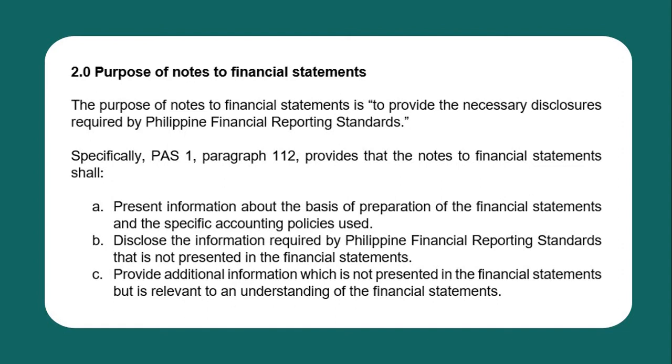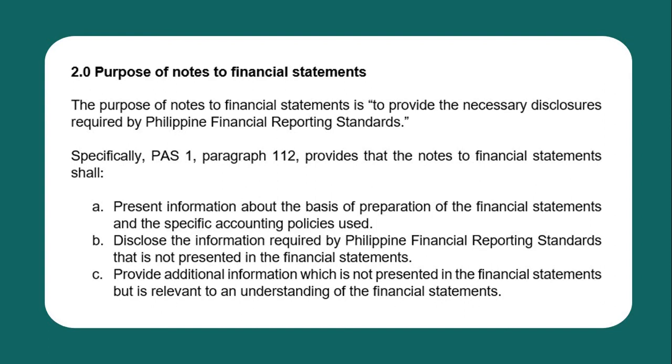Then disclose the information required by the PFRS that is not presented in the financial statements. Example, kato ganing contingent liability, provisions are recognized, so makita niyo siya sa statement of financial position, but contingent liability, since it is only possible, so disclosure lang ang iyahang kailangan. So, i-disclose siya dito as a notes to financial statement because that is required by the PFRS.